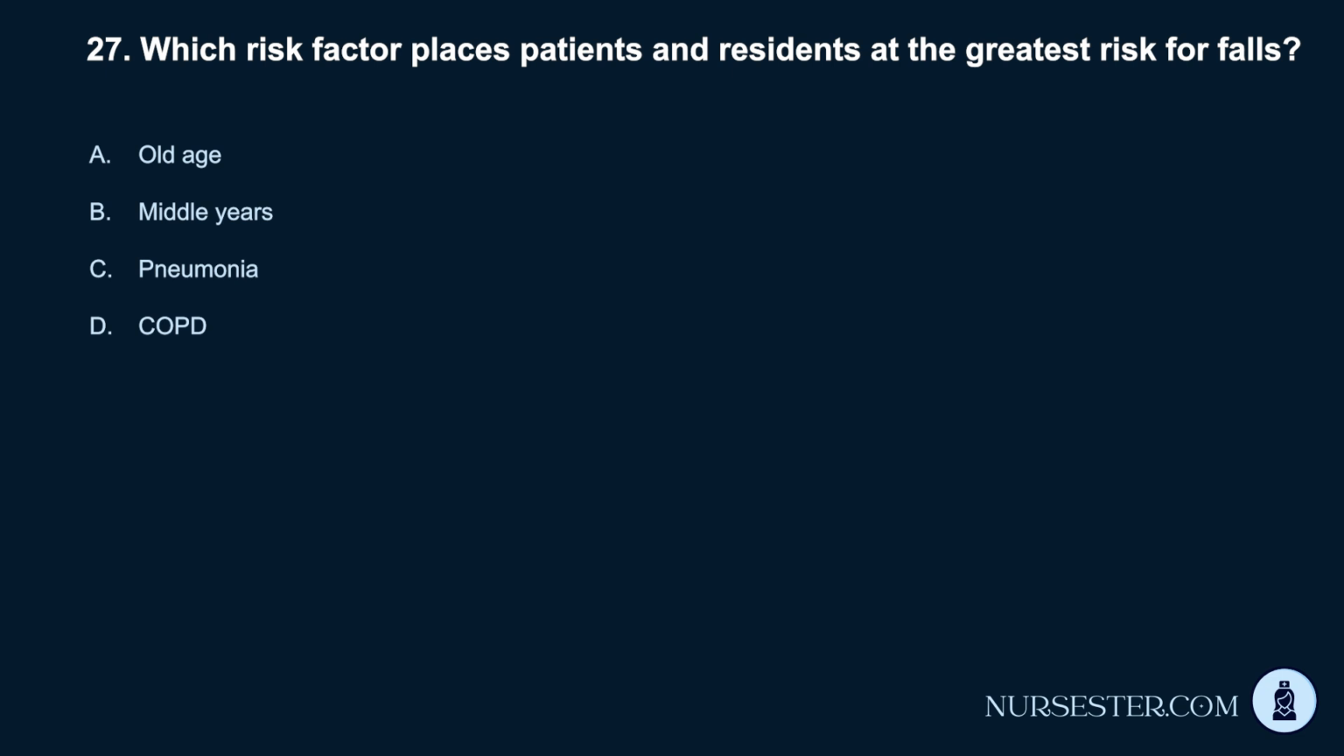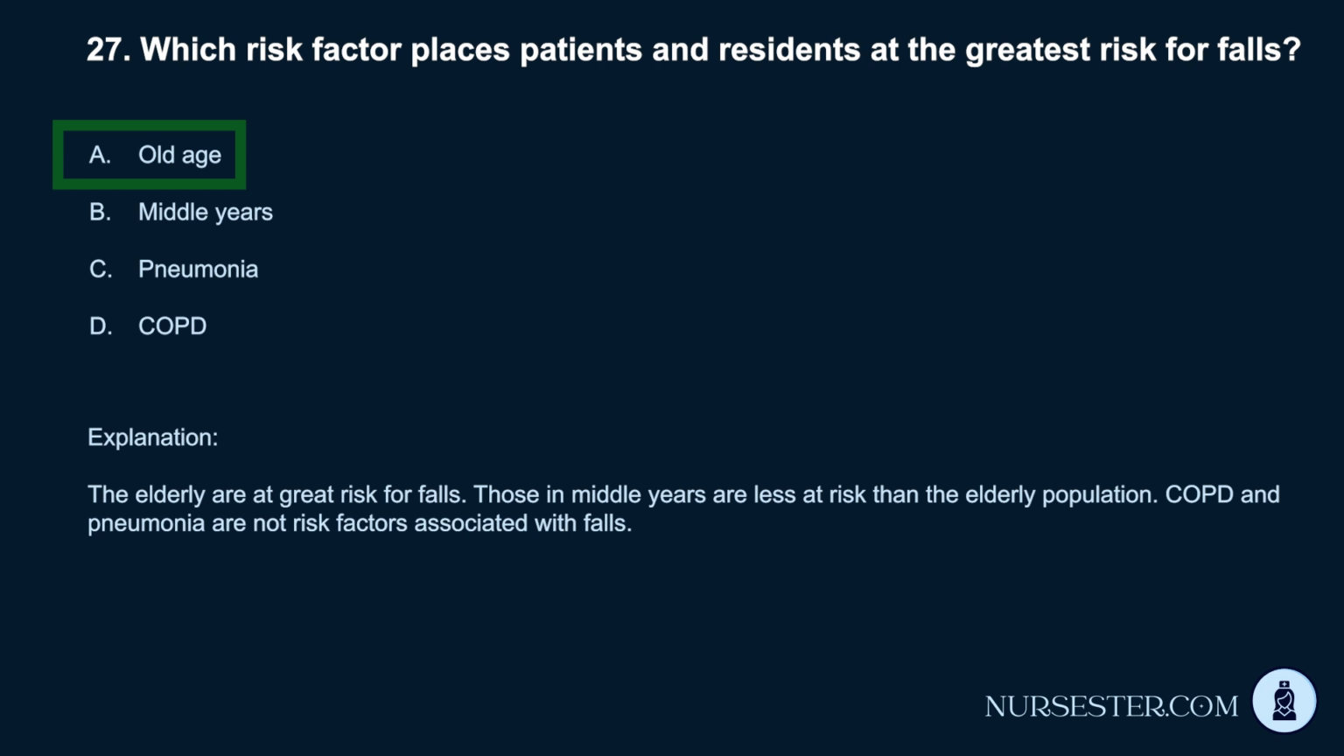27. Which risk factor places patients and residents at the greatest risk for falls? A. Old age. B. Middle years. C. Pneumonia. D. COPD. Correct answer: A. Old age. The elderly are at great risk for falls. Those in middle years are less at risk than the elderly population. COPD and pneumonia are not risk factors associated with falls.